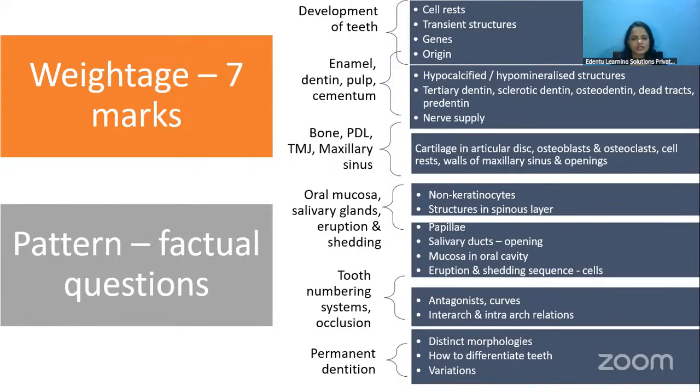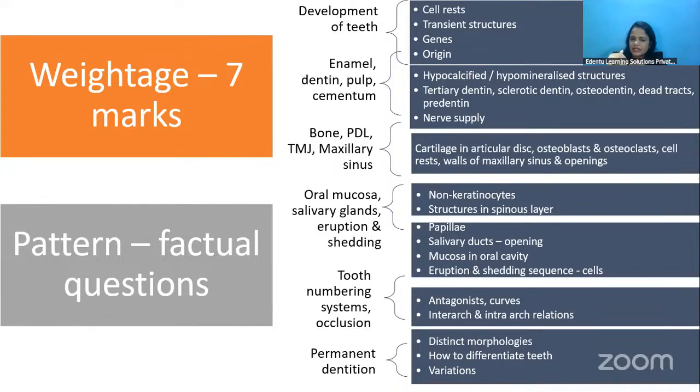Okay. Eruption and shedding, another favorite topic of examiners, the sequence and when. They can ask the chronology also, like when a particular tooth is getting erupted or when a particular tooth is getting shed. Okay, and which are the cells that help in the resorption process of deciduous teeth. Okay, they can definitely ask questions like that. Now this is an outline about oral histology.